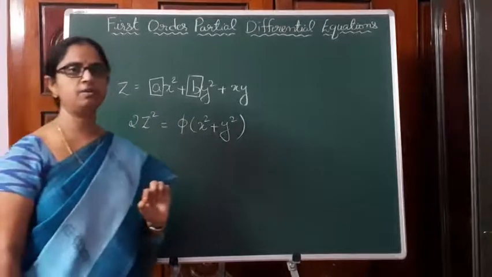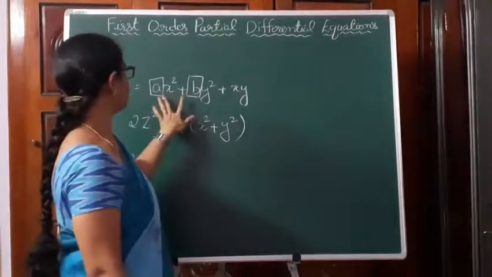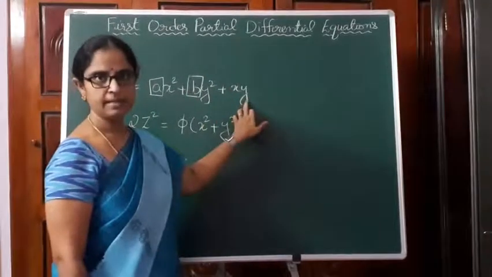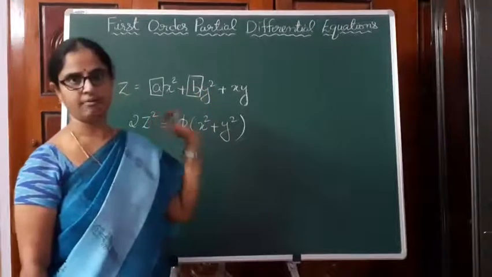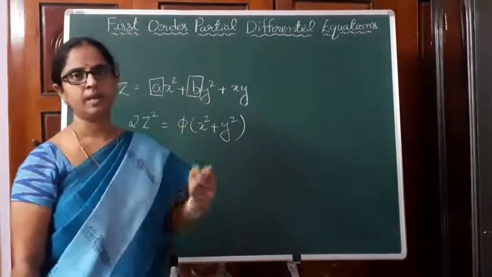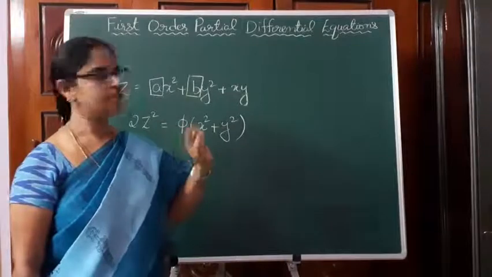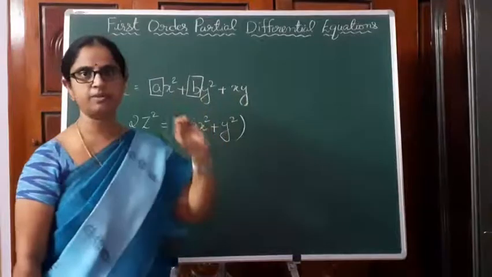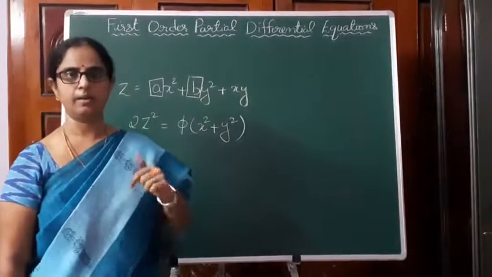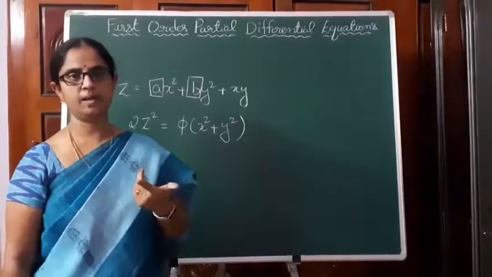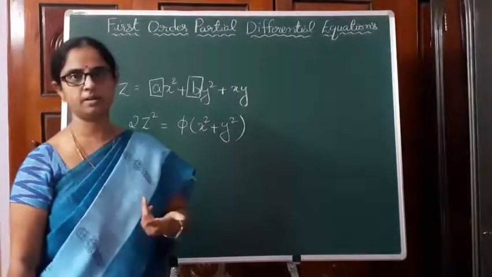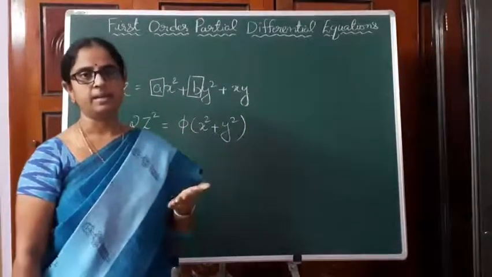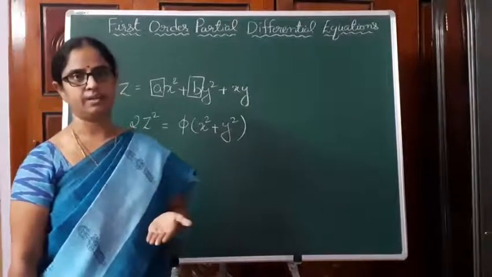The point to be noted here is, if the number of arbitrary constants is equal to the number of independent variables, then we obtain a first order partial differential equation. I will repeat again. If the number of arbitrary constants in the given equation is equal to the number of independent variables, then we obtain a first order partial differential equation. On the other hand, if the number of arbitrary constants is more than the number of independent variables, then we get a second order or higher order partial differential equation.